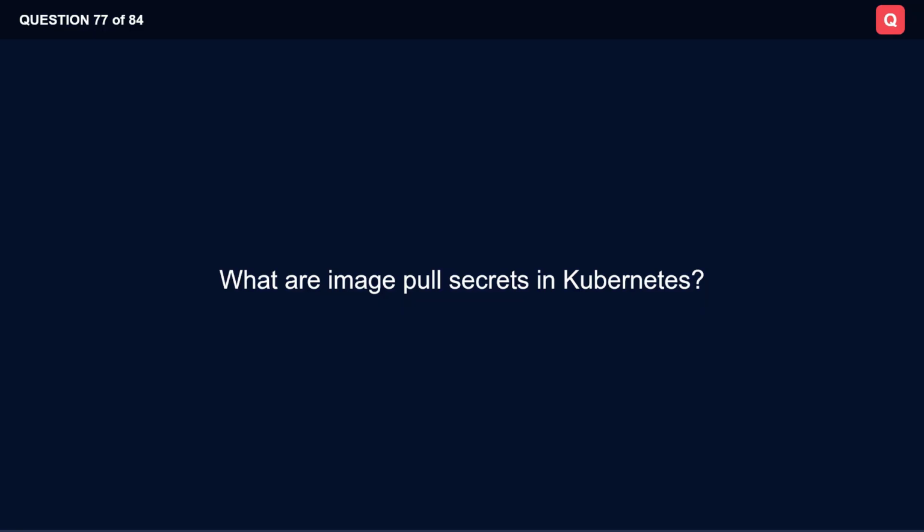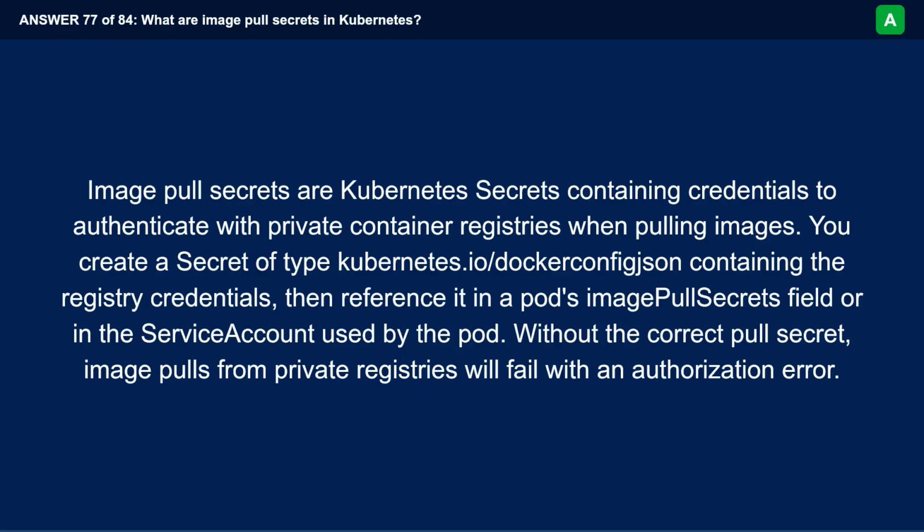What are image pull secrets in Kubernetes? Image pull secrets are Kubernetes secrets containing credentials to authenticate with private container registries when pulling images. You create a secret of type kubernetes.io/dockerconfigjson containing the registry credentials, then reference it in a pod's imagePullSecrets field or in the service account used by the pod. Without the correct pull secret, image pulls from private registries will fail with an authorization error.